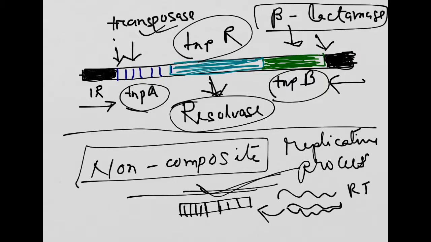Remember this. In case of non-composite transposon, the transposable element is not cut. It will not get cut from the donor side. Instead, it will make a copy of itself, the same replica. Okay, it will make a replica copy that will get inserted into the target site by a mechanism called recombination. Okay, so how this happens we will see now.